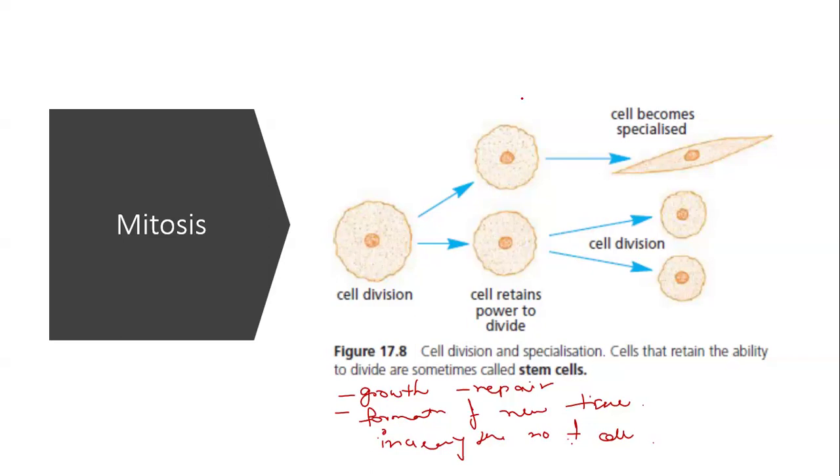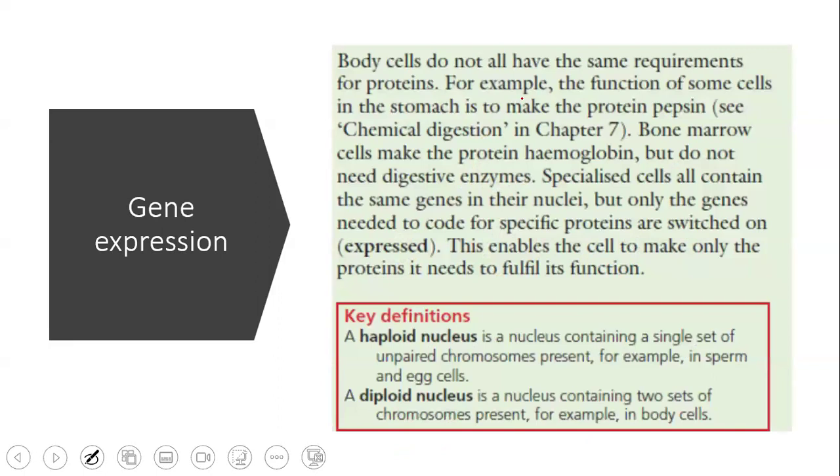I will explain what I mean by that. But before I explain, let me introduce you to two terminologies, haploid and diploid. Now, what is a diploid nucleus? A diploid nucleus is a nucleus that contains two sets of chromosomes. So that is known as a diploid nucleus. For example, how many chromosomes do we have in the human body? We have 46, right?